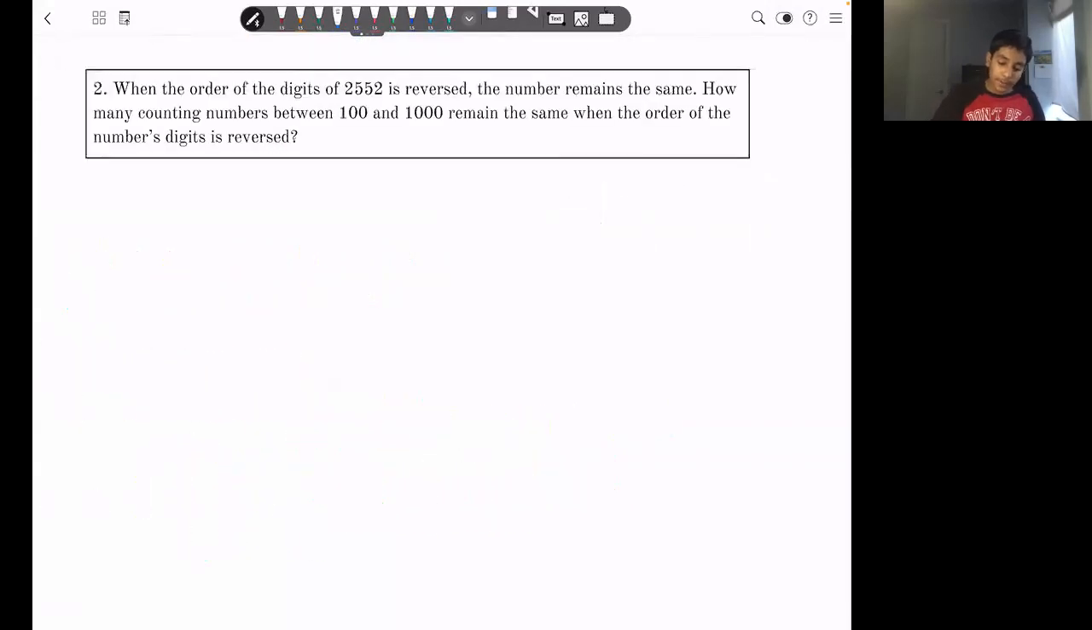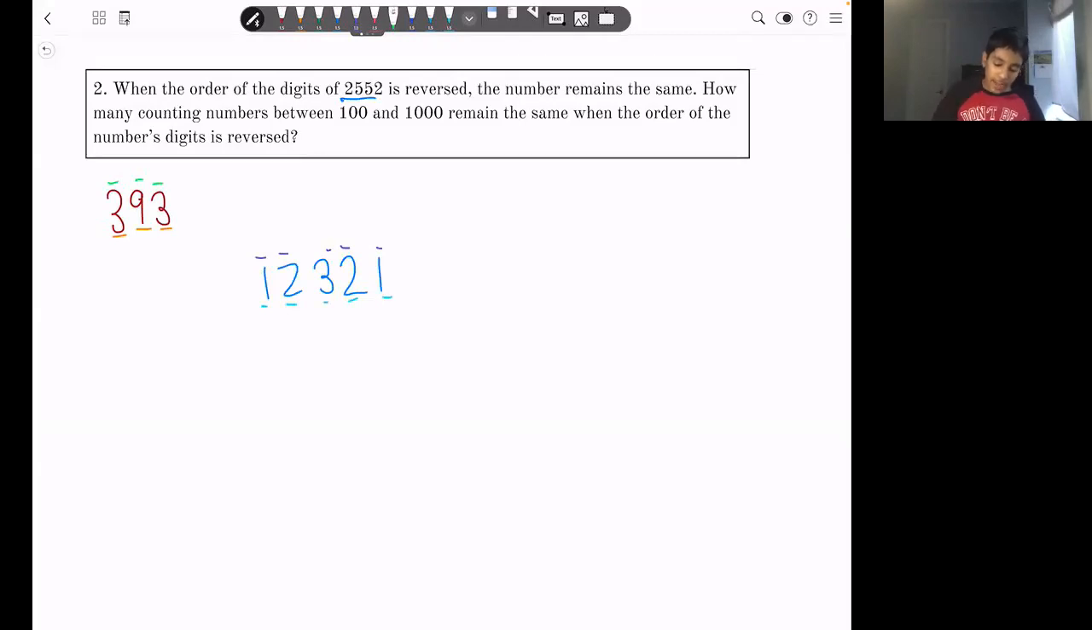When the order of the digits of 2552 is reversed, the number remains the same. So if you remember from last class, these types of numbers are known as palindromes. So let me give an example. I think I explained this last class. So 393 reads 393 forward, but if you read it backward, so if you go the opposite way, 393 is still 393. And for some bigger one, 1 2 3 2 1, for example, it reads forward 1 2 3 2 1, and backward it reads 1 2 3 2 1. And this is known as a palindrome.